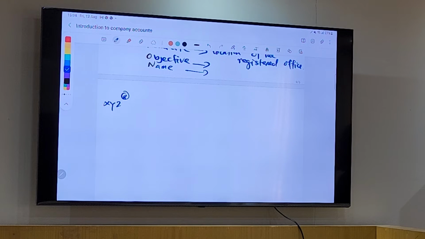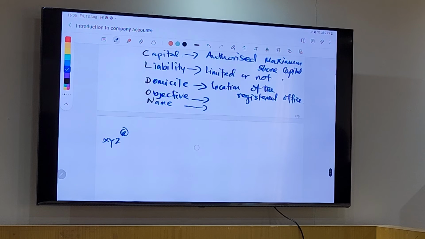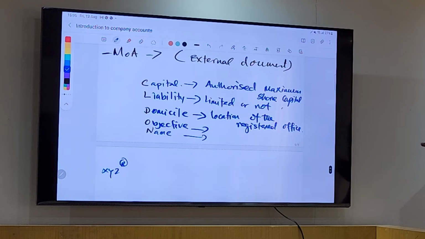Also, there are illegal names. If I open a business called High Street Robbers or Main Street Killers, can I do that? No. So you have to see whether the name is legally allowed, and whether the name is protected. These two things should come. So the Memorandum of Association will have information about all this.